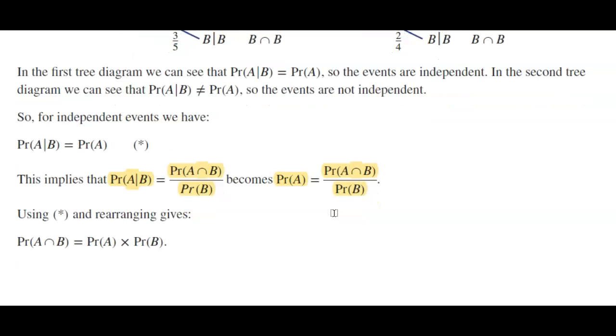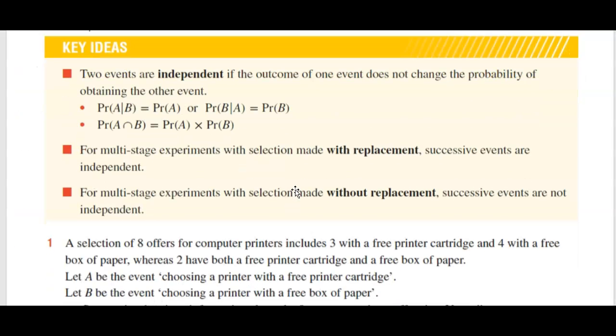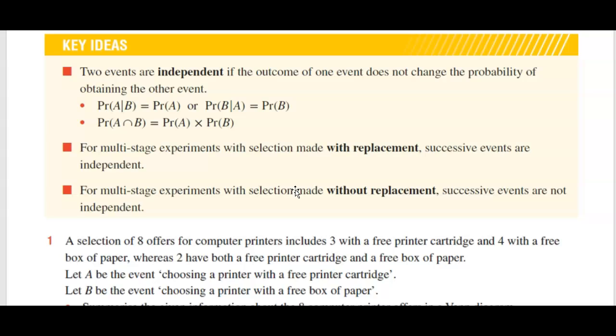And we can rearrange this formula here, which I've just highlighted, to become this. So when two events are independent, we know that the probability of A and B is the probability of A times the probability of B. Okay, lots of stuff there to think about. You probably need to apply this to some questions because it is quite confusing.